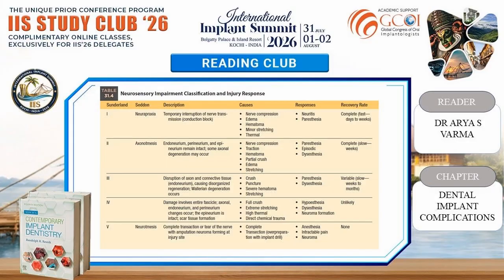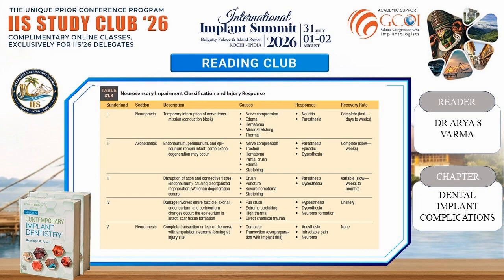Grade 4 Sunderland classification. There is no Seddon classification for grade 4. Description: damage involves entire fascicle, axonal, endoneurium and perineurium changes occur. The epineurium is intact, scar tissue formation. Causes: full crush, extreme stretching, high thermal, direct chemical trauma. Responses: hypoesthesia, dysesthesia, neuroma formation. Recovery rate: unlikely.